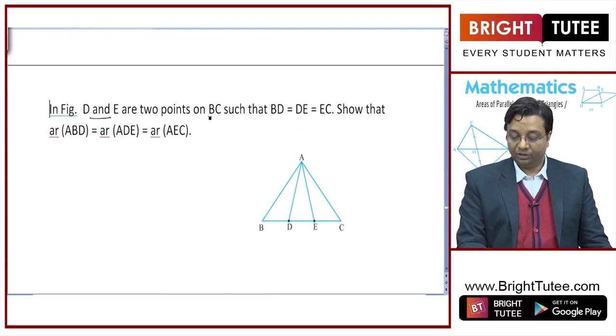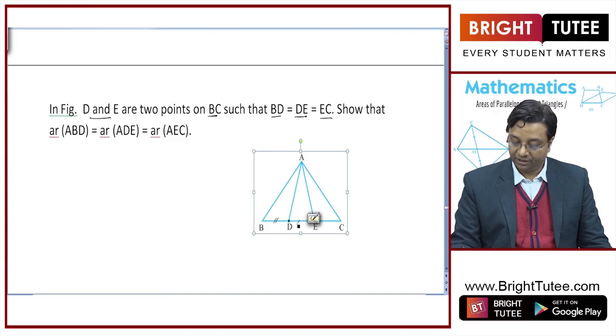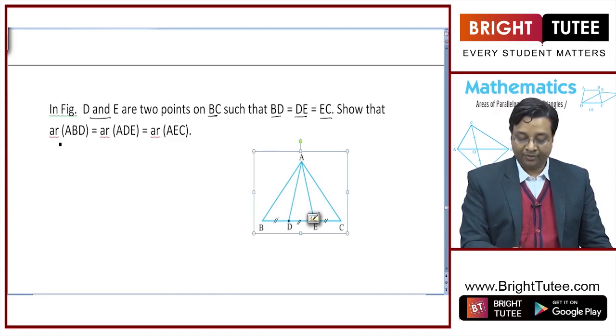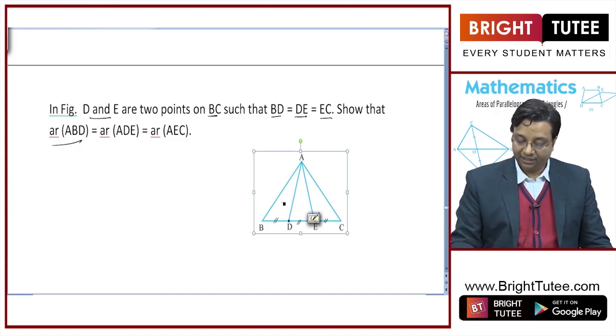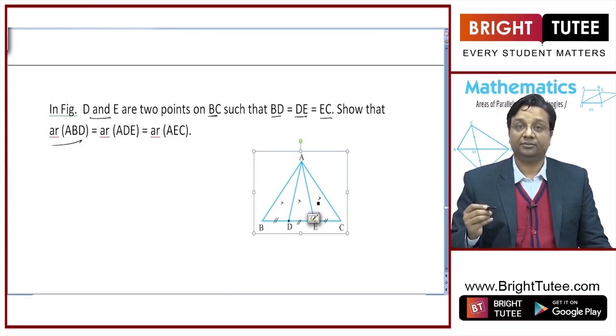In figure, D and E are two points on BC such that BD, DE and EC are equal. So, this segment and this segment are equal. Show that these areas, triangle ABD, triangle ADE and AEC are equal.